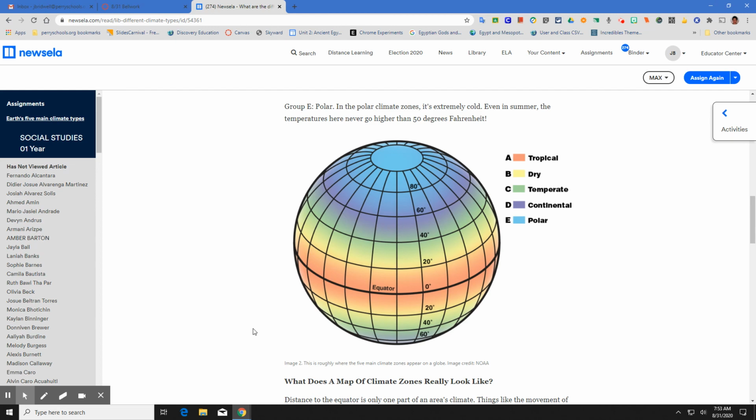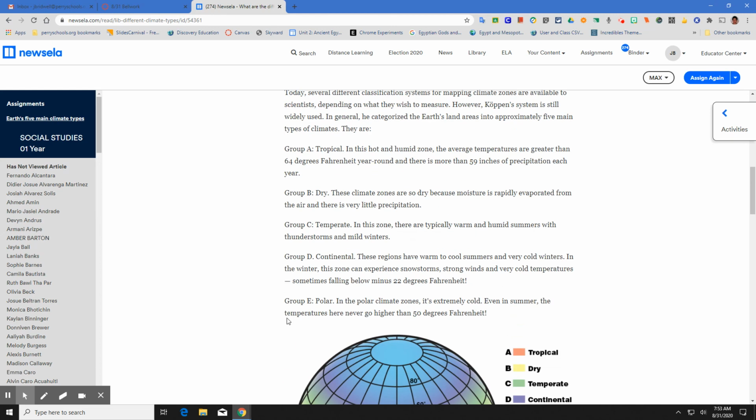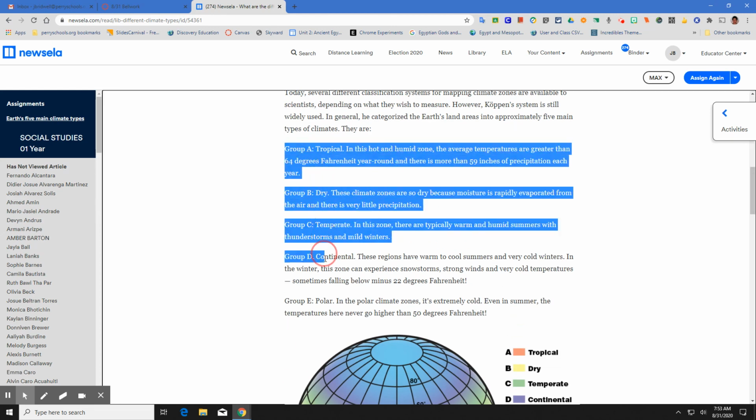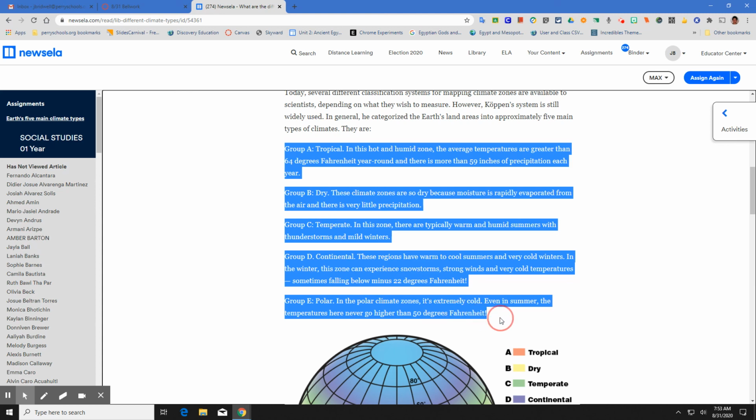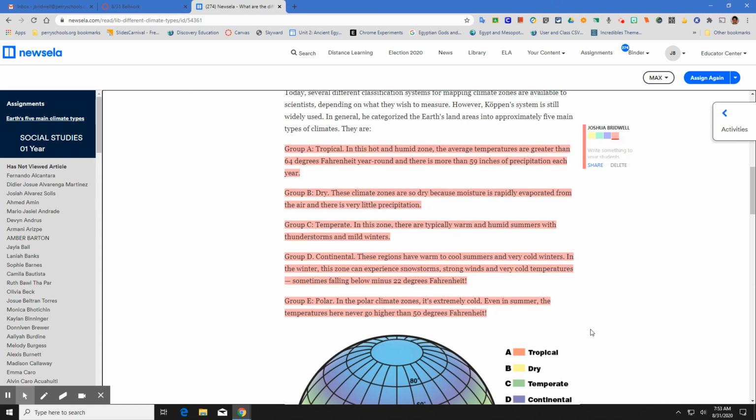The polar regions. So make sure you guys are paying close attention to this, and where it says group A, B, C, D, or E. And this is where it describes the climate zones, right? So maybe you want to come through and highlight it red because that's super important for you, okay? Make sure you pay close attention to that.